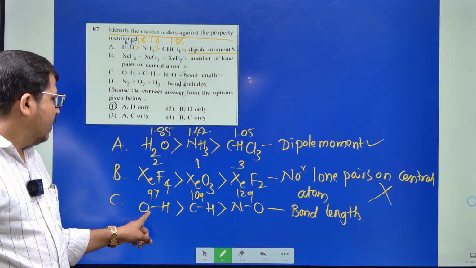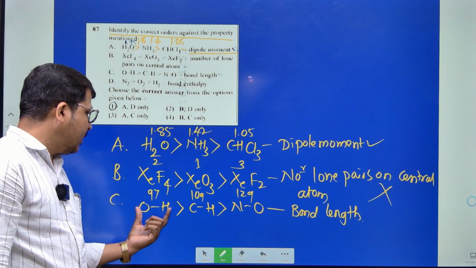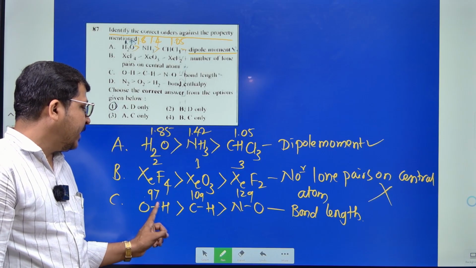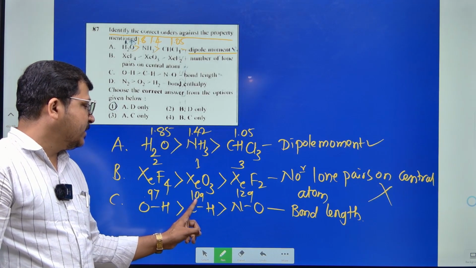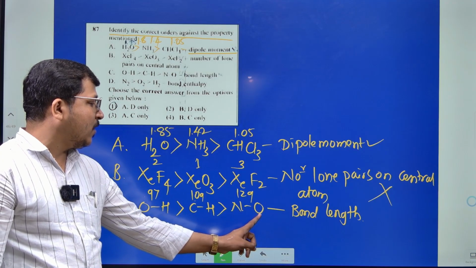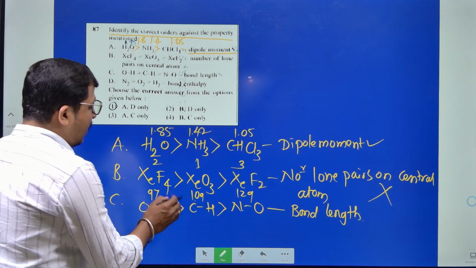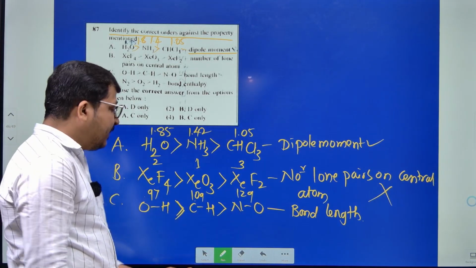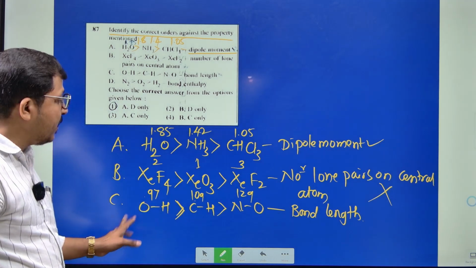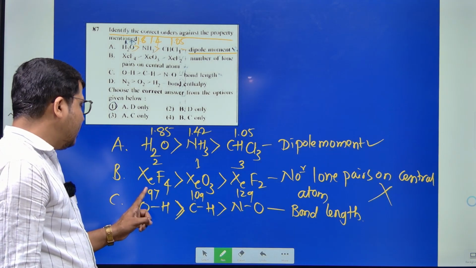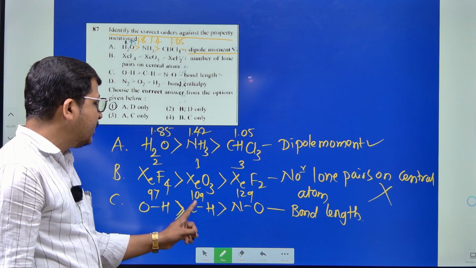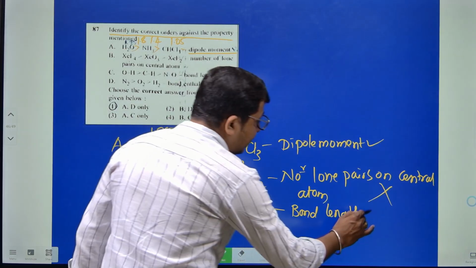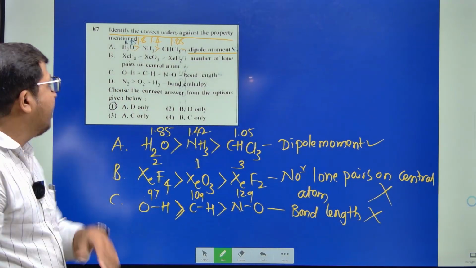Here they have given hydroxyl bond length: the bond between oxygen and hydrogen is 97 in hydroxyl, carbon and hydrogen is 109, and nitrogen oxygen is 129. But the order is not followed, because OH is greater than CH is greater than NO. If they had given lesser, then it would follow the order, but they have given greater. OH bond is lesser compared to CH, and CH is lesser compared to NO. Therefore bond length will also not follow the order.